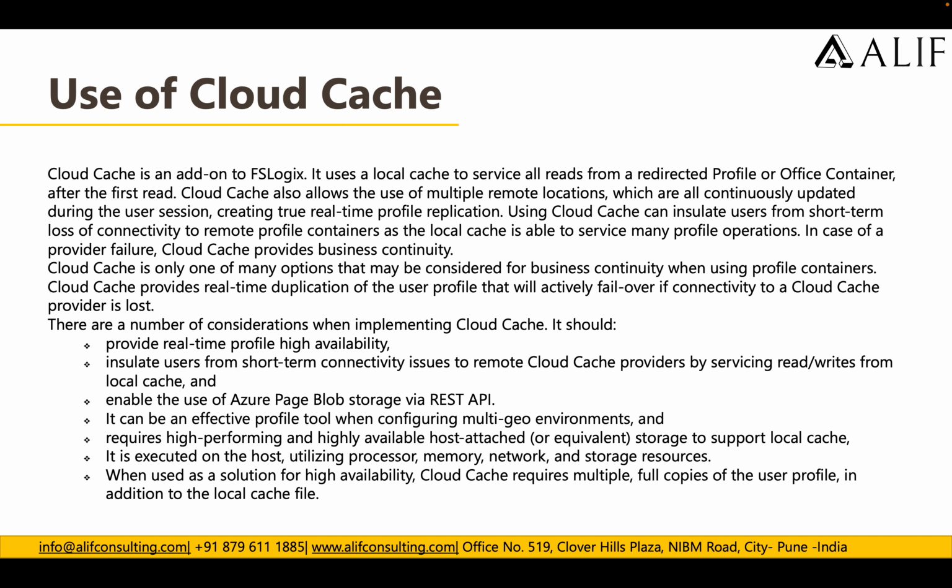Cloud cache is only one of the many options you may consider for business continuity when using the profile container. Cloud cache provides real-time duplication of the user profile that will actively fail over if connectivity to the cloud cache provider is lost, right? So as I told you, it can be considered as a BCDR option, because it's continuously replicating all the data to another region and can allow us to actively fail over to the DR region in case of connectivity issues with the provider or cloud cache provider, right?